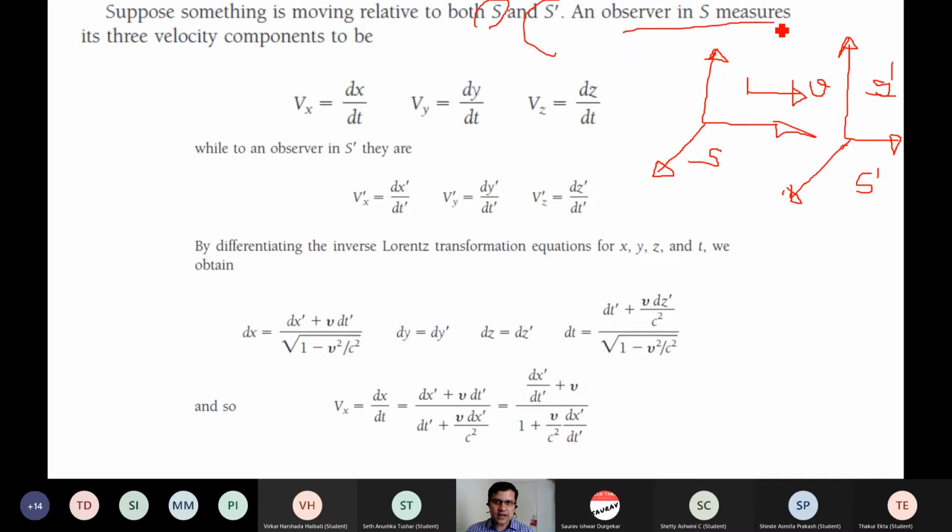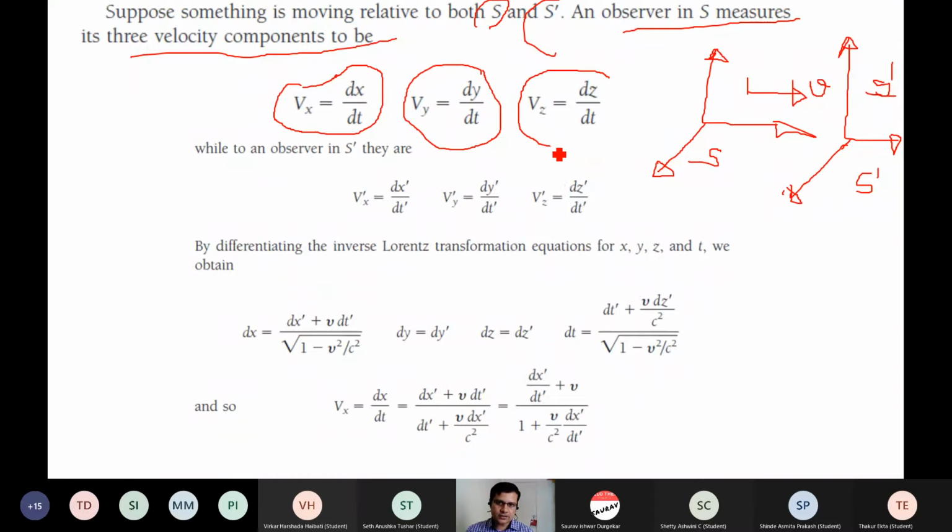Now the observer in s measures its three velocity components. You can calculate the rate at which the position changes, so vx is dx by dt. Another equation for the y direction is vy equals dy by dt. And for the z direction velocity, the rate at which the position changes is dz by dt. These vx, vy, vz are the components of the velocity along the three directions.